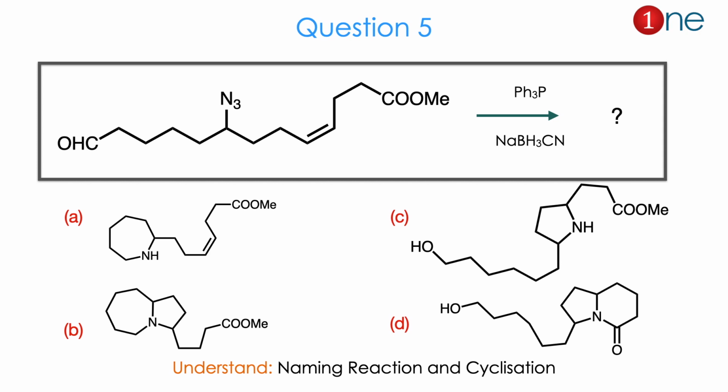Then the question number 5. The starting material is a long chain system with acid, aldehyde and ester. There are 4 functional groups here. One is alkene, azide, ester and aldehyde. You are using phosphine and sodium cyanoborohydride there. Here products are given. Products are mostly cyclized ones. You have to guess the ring size or fused system, whether it's a 7 member, 5 member or 5 member with long chain. So from the reagents and starting material you might guess it's an amine reaction, and definitely cyclization occurs there.